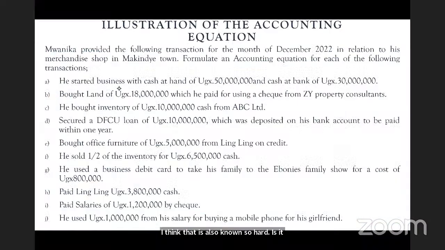Then finally, we are saying he used 1 million from his salary for buying a mobile phone for his girlfriend. Sorry, this guy had a family and then he had a girlfriend. I hope ladies are not offended. So how do we account for this?